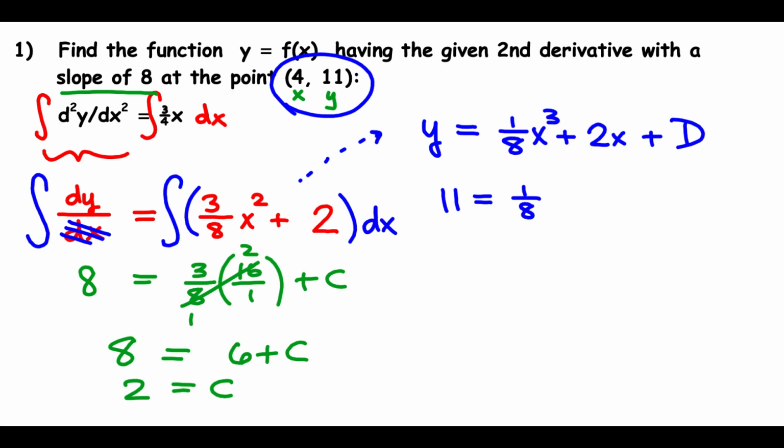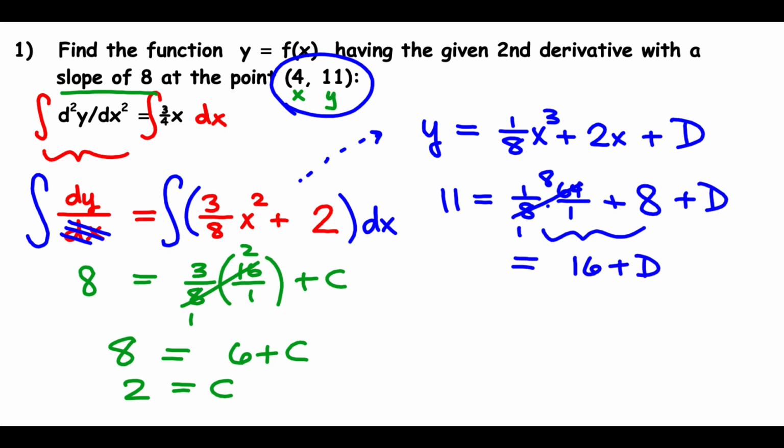4 to the third. 4 times 4 times 4 is 64. That will cancel later. That's nice. 2 times 4, that's going to be 8. Speaking of 8, this is also 8. So we have 8 plus d. 16 plus d is 11. Subtracting 16 from both sides, you can see that d is going to be negative 5.